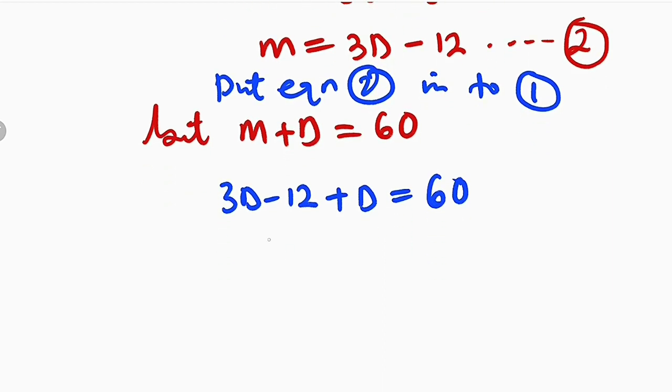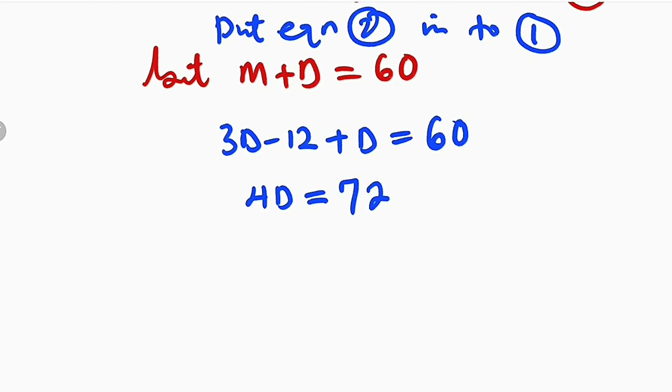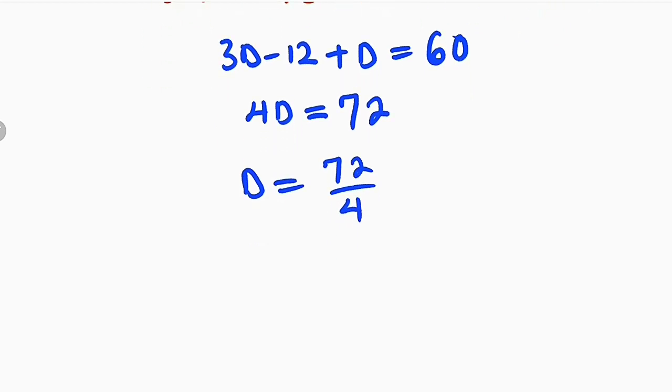Then we collect the like terms. 3D plus D will give us 4D. So we have 4D to the left equal to, this is negative. The moment it crosses over, it becomes positive. 60 plus 12 is going to give us 72. Then we divide both sides by 4. And 72 divided by 4 is 18. Therefore, D is equal to 18.